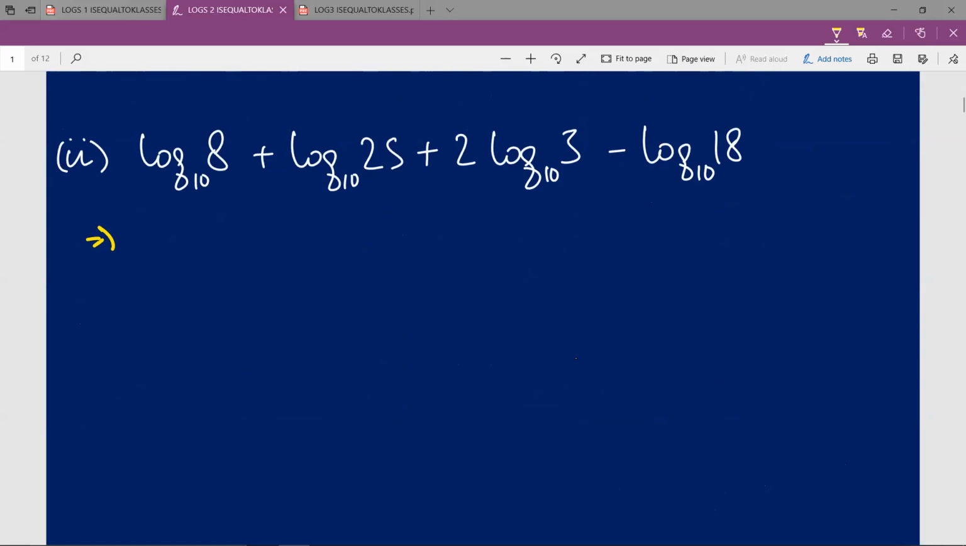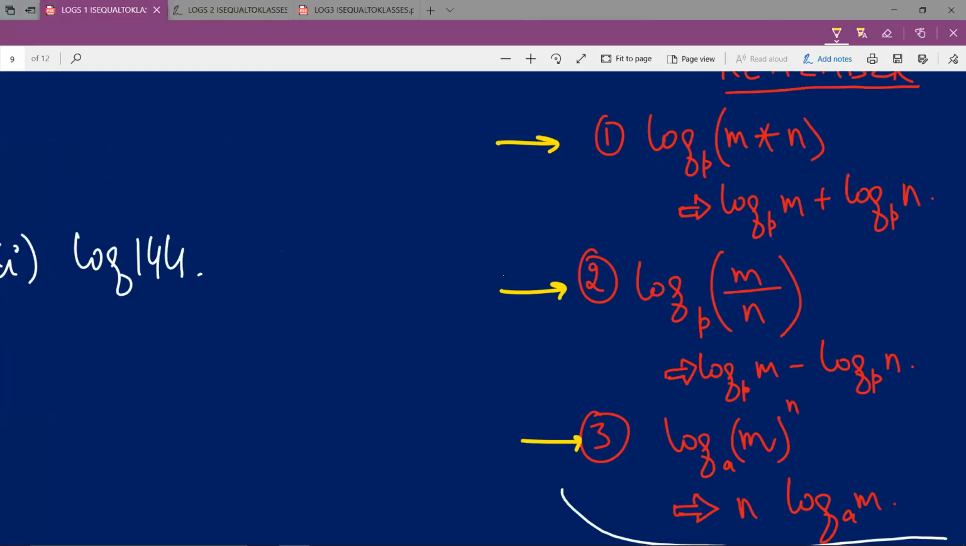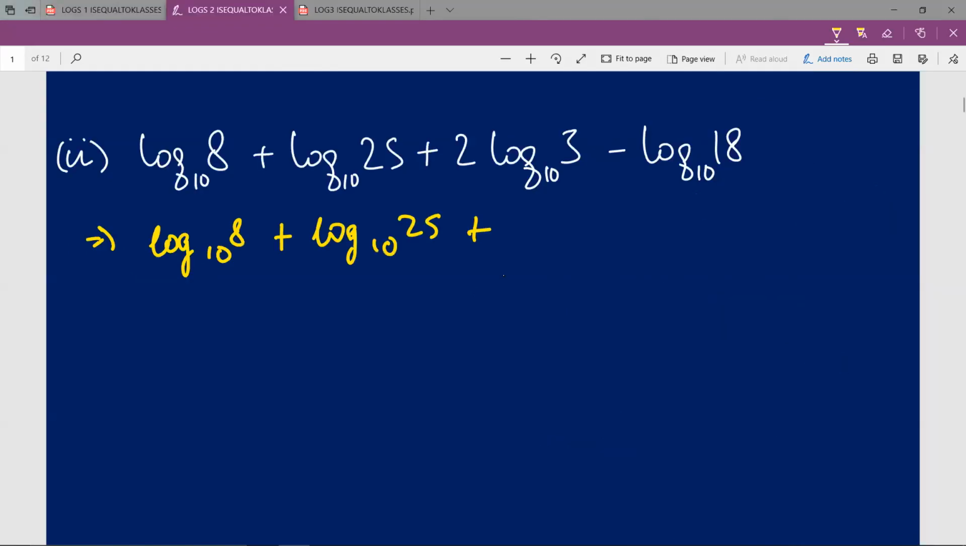I could write this as log of 8 to the base 10 plus log of 25 to the base 10 plus, according to the third law, log of m to the power n to the base a is equal to n into log of m to the base a. So therefore, I could apply that law in this question. And by substituting the law in this format, I could write this as log of 3 square to the base 10 minus log of 18 to the base 10.